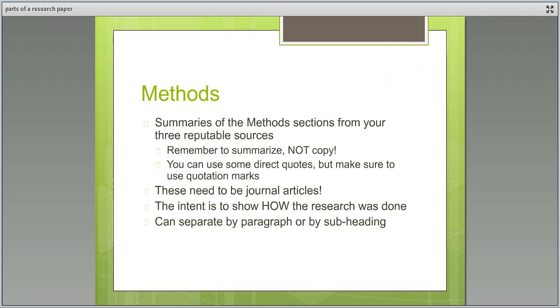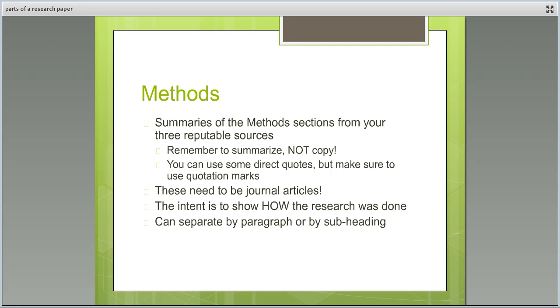In the methods section, you are actually going to summarize the methods of your 3 reputable sources that you found this last week. Remember to summarize, do not copy the method section of these sources. You can use direct quotes if you'd like for part of it. Make sure you're using quotation marks and properly citing your sources. This is why you needed to have journal articles as your reputable source, because you need to have methods sections to actually summarize.